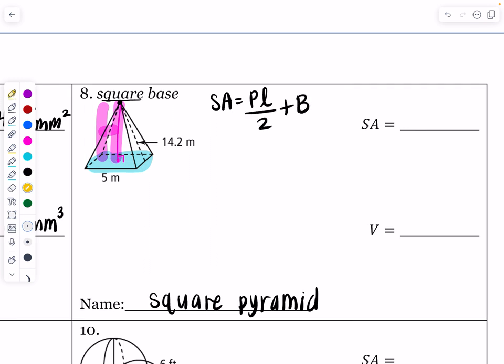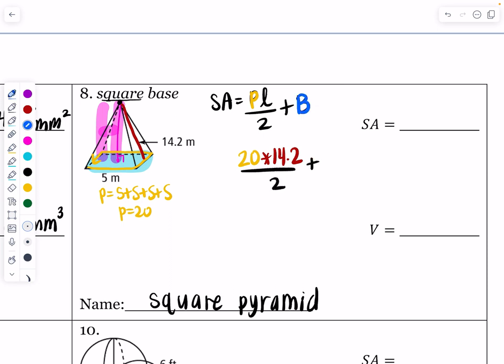So what is our perimeter? Our perimeter goes all the way around the outside, and since it's a square, that's going to be 5 times 4, or 5 plus 5 plus 5 plus 5, 4 times. That's going to give me a perimeter of 20. So there's my perimeter, it's 20. What is my slanted height? Well, thankfully, this problem already has it in the picture for me. It's 14.2. We're going to divide that by 2 because those are triangular walls. And then it's going to be the area of the base.